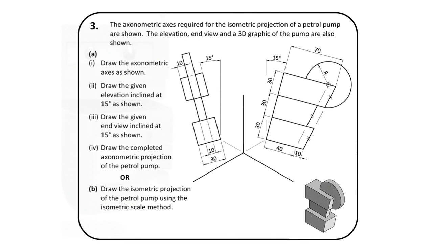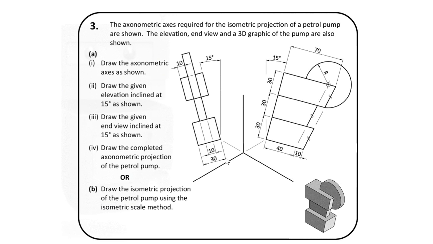We always focus on the A part of the question rather than the B, in terms of actually drawing what we see here and then placing this object into the center of the page, as opposed to the isometric scale method. So part 1 tells us to draw the axonometric axis as shown, so basically our vertical line and our 30-degree lines each side.